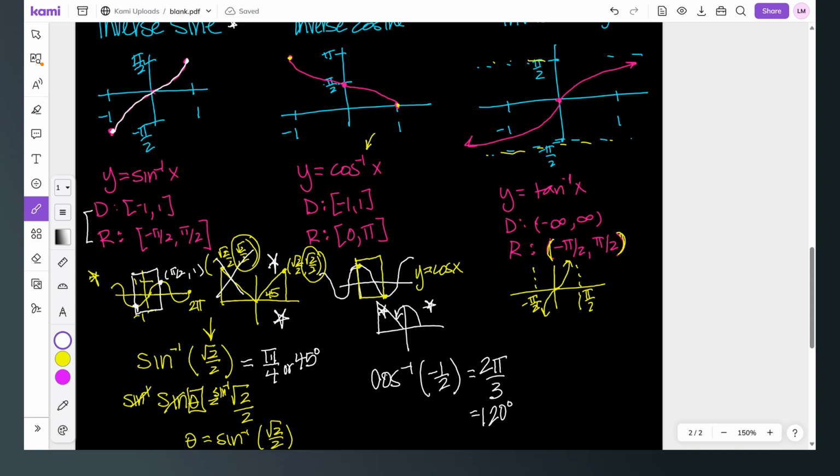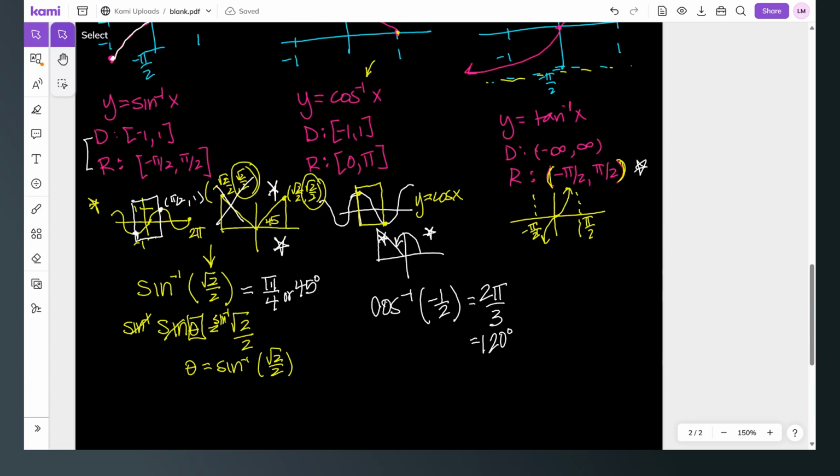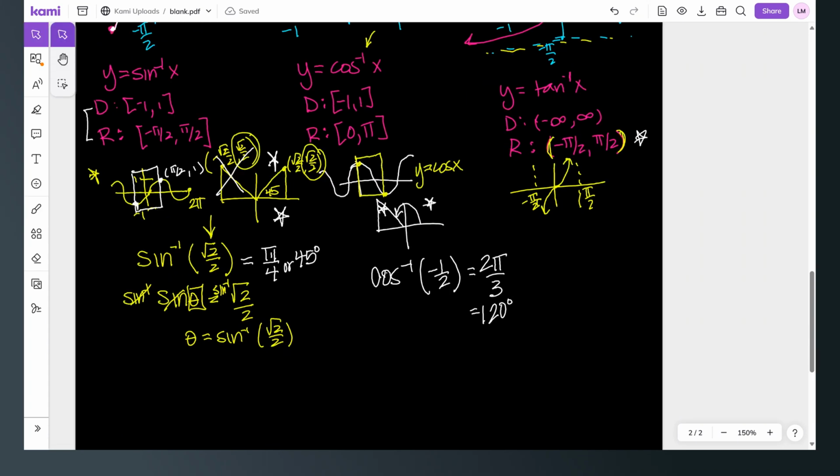All right, tangent, similar. Tangent's going to be in 1 and 4. So that tells me my range here. So 1 and 4 for tangent. So very similar to sine. Same spots, just can't be at pi over 2 or negative pi over 2.